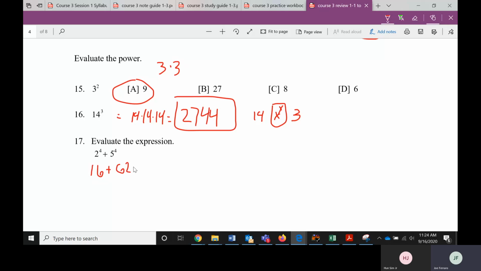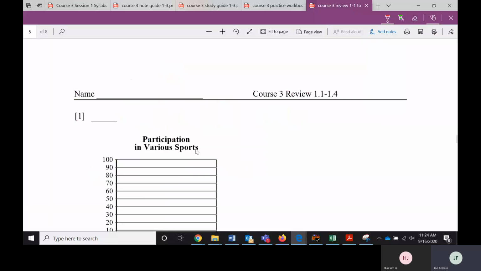Okay, so I didn't really write that out. If you have questions on that, let me know. But that's 5 times 5 times 5 times 5. And then you just add those together, and you get 641. Okay, and that's it.